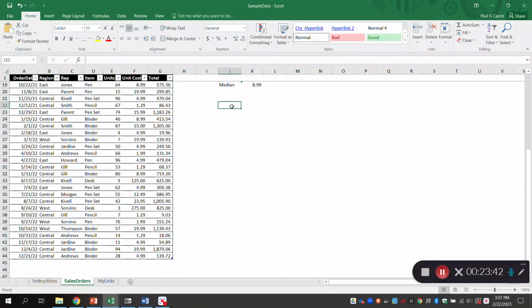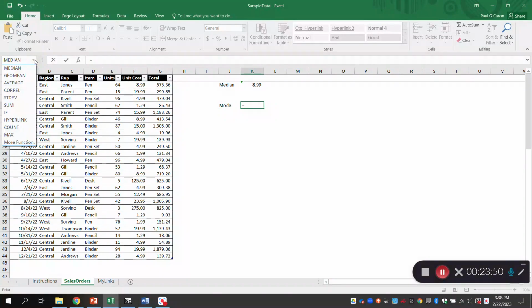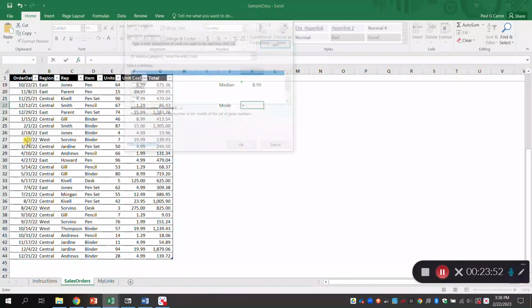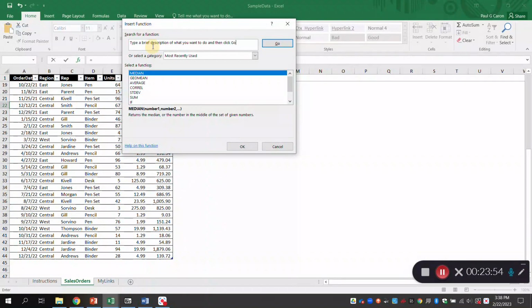And if I wanted to find the mode, the number that appears the most, I'll just write equals. And let's say, do I have a mode? No, so I have to go to more functions. And I can just type here mode, and there it is.